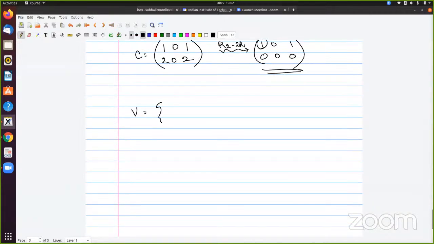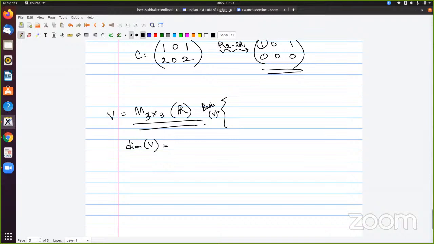I am taking the set of 3 cross 3 matrices, so my vector space is M 3 cross 3 over R. Now if I want you to find the dimension of this vector space, what is the dimension? 9. Dimension is fixed, right? So can you give me a basis of this?